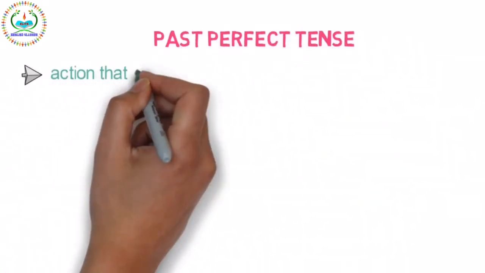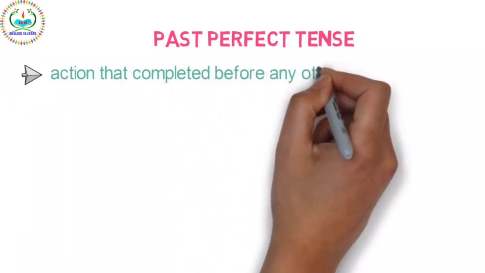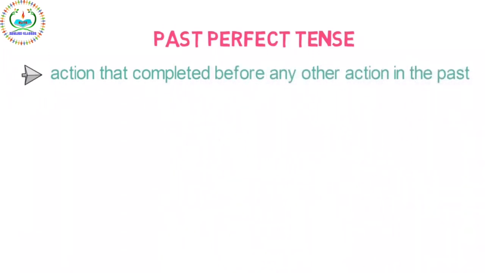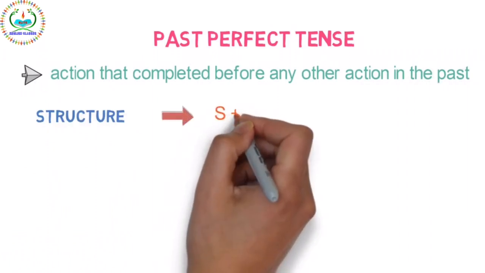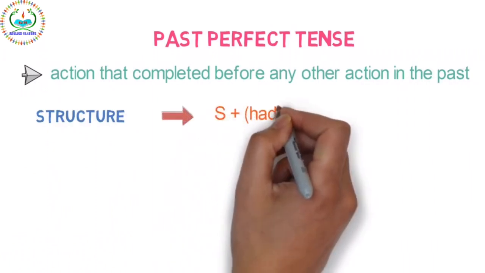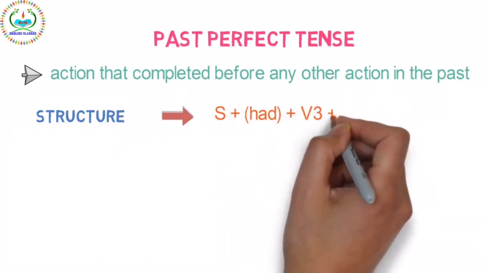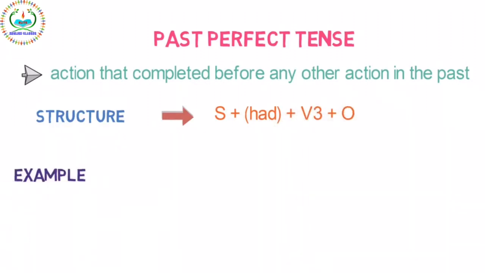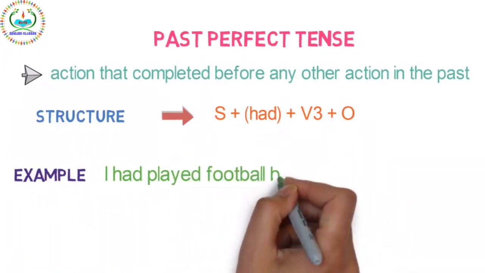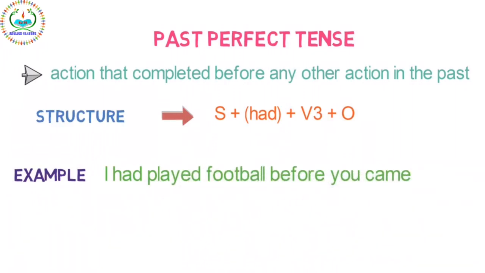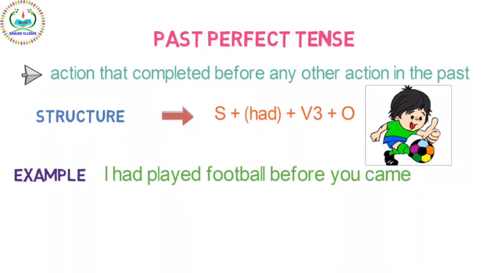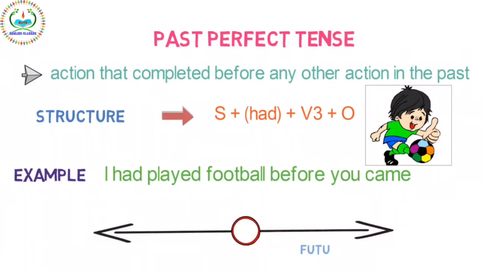Past perfect tense. It refers to an action that completed before any other action in the past. Structure of past perfect tense is subject plus had plus verb's third form plus object. For example, I had played football before you came. So, one action of playing was already completed before another action in the past. In the timeline, it will look like this.